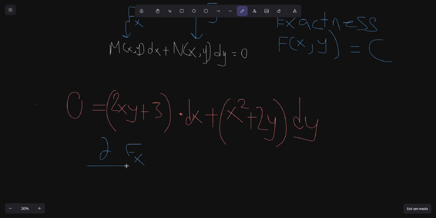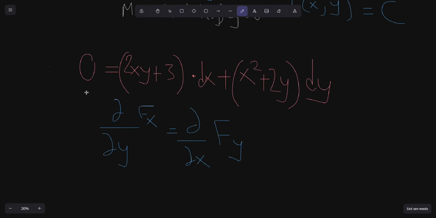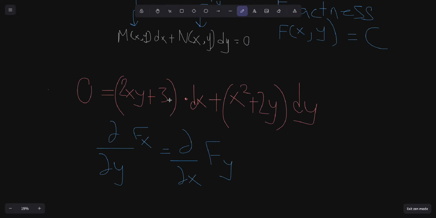is true. Okay, so let me just write it like this. So this is basically the equation to check for exactness. So let's see how you can compute it first, and then we can make sense of this logically.